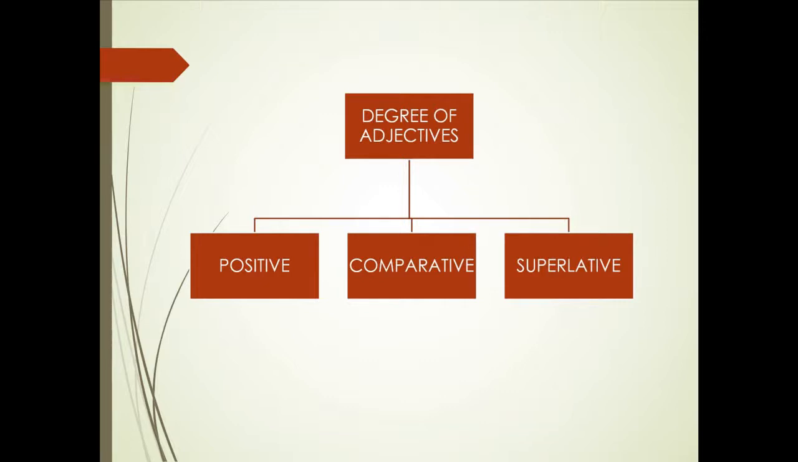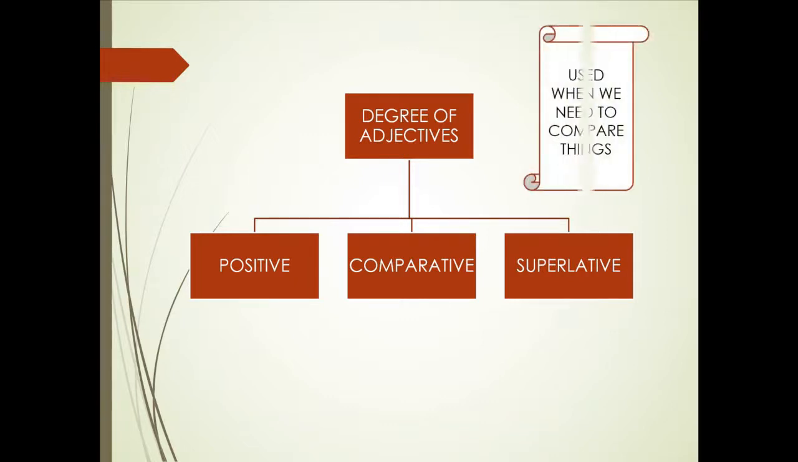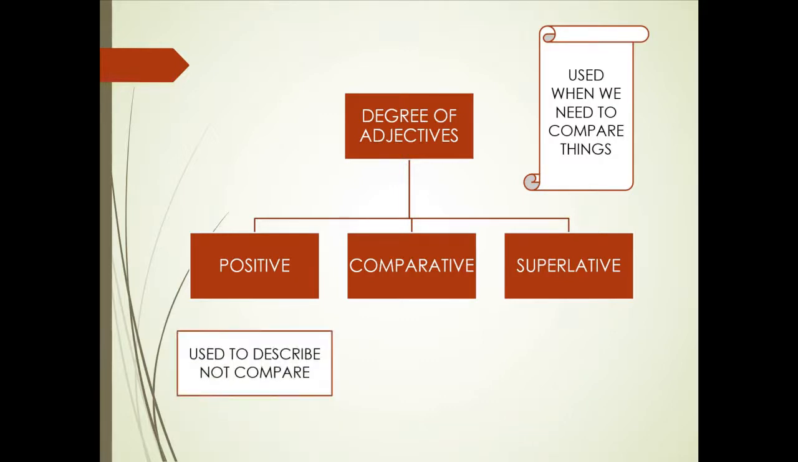So adjectives change in form when they show comparison. And according to that comparison, we can make it in three types, and they are positive, comparative, and superlative. These degrees of adjectives are used when we need to compare things. Positive is used to describe, not to compare. So this one, which is positive, is the base adjective.